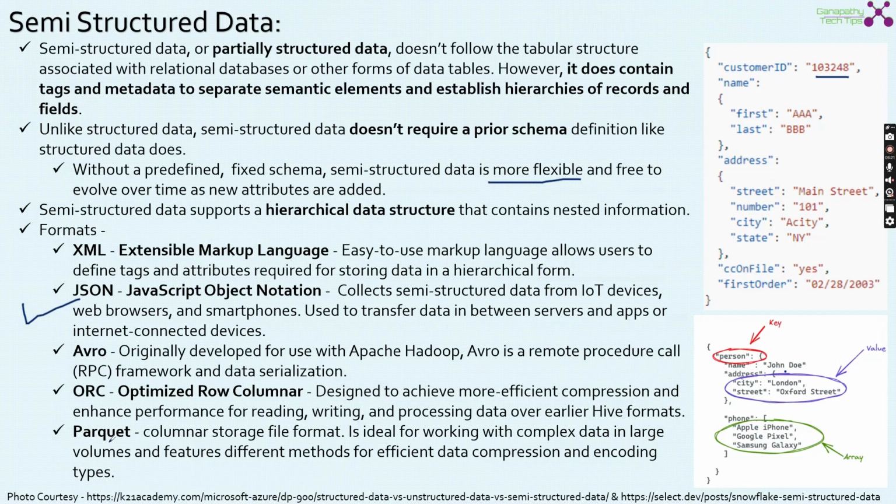Finally, we are discussing Parquet, again another widely used format, which is a columnar storage file format. It is ideal for working with complex data in large volumes, say, big data, and it features different methods for efficient data compression and encoding data types.